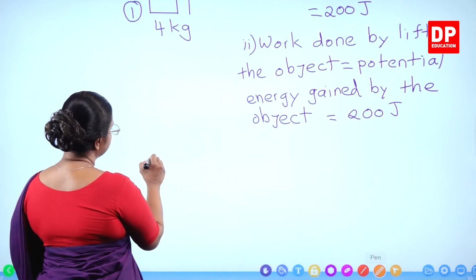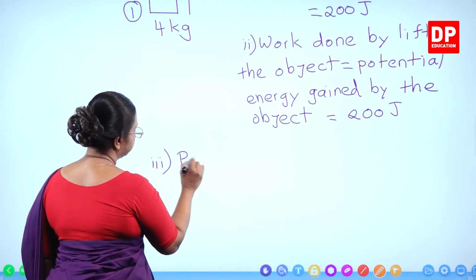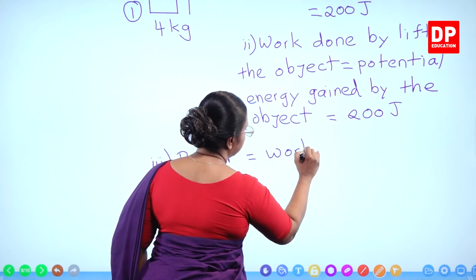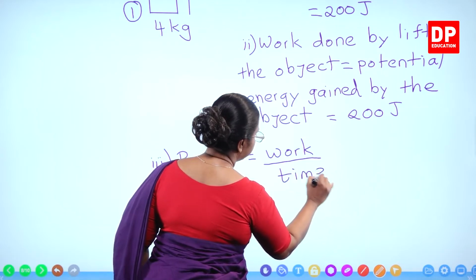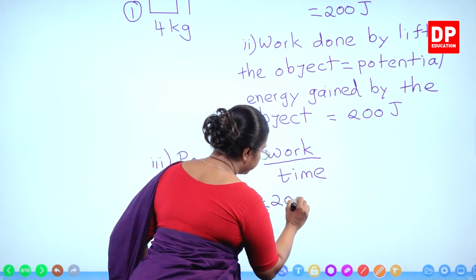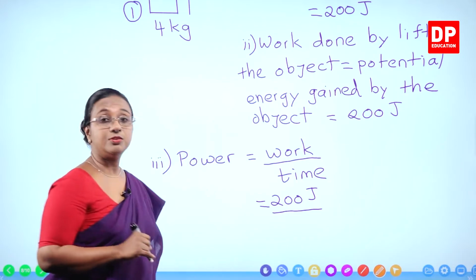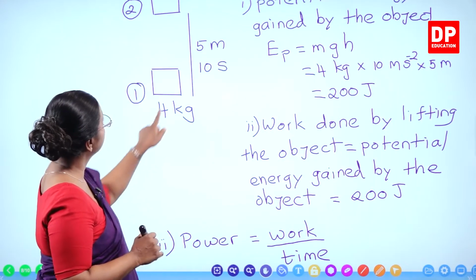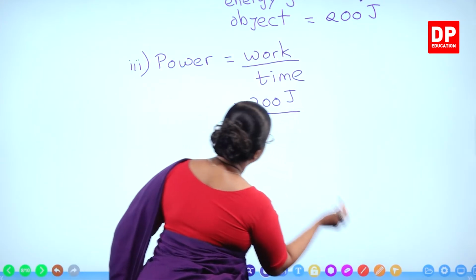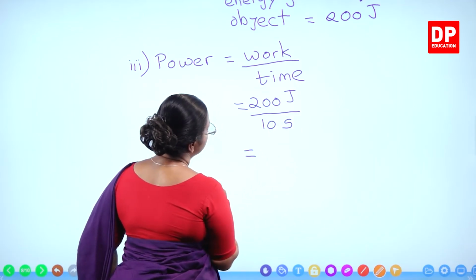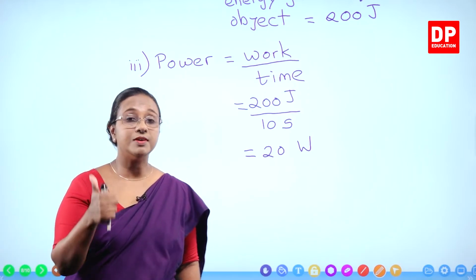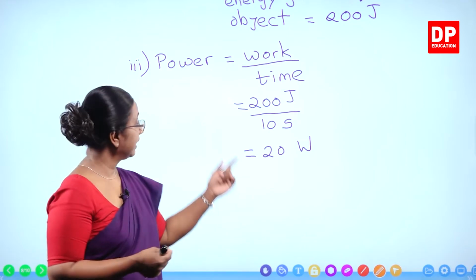If we are to calculate the power, what is it? Work divided by time. What is work? That is 200 joules. How long does it take to do the work? I have given you the time here. It takes 10 seconds. So that is going to be 20 watts of power. Now we have included work, potential energy and power.